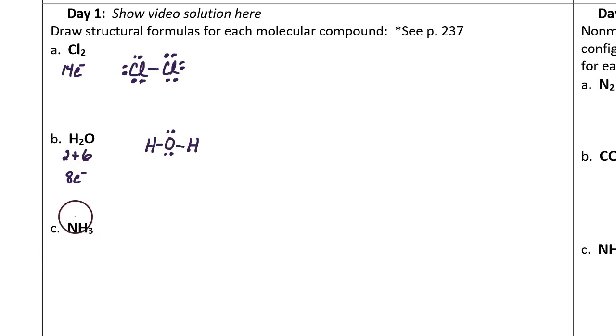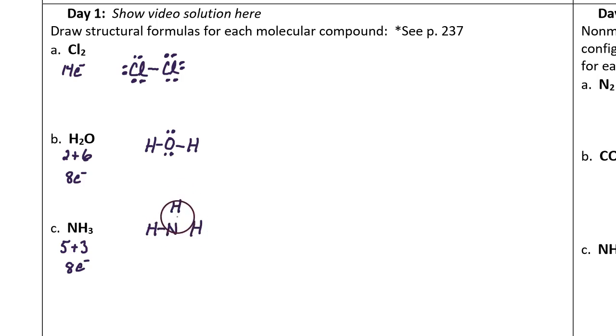Question C. This molecule is called ammonia. How many electrons do we need? Nitrogen's in group 5, so 5 electrons. Hydrogen's in group 1, and there are 3 hydrogens, so that's 3 more electrons. We're going to need 8 electrons in our picture. The central atom will be the nitrogen, and it will be surrounded by 3 hydrogens.